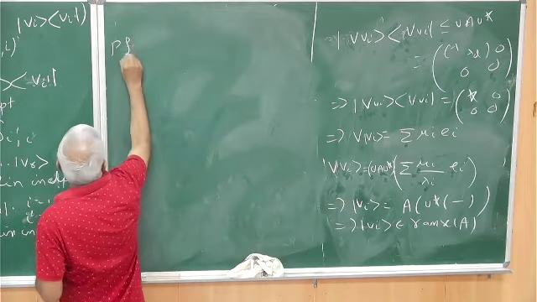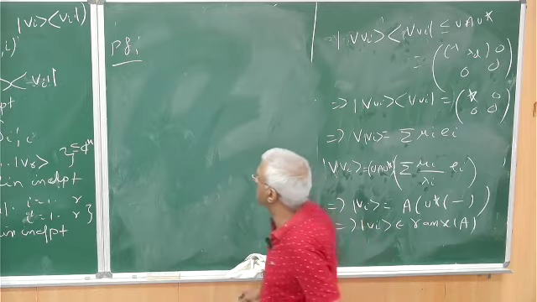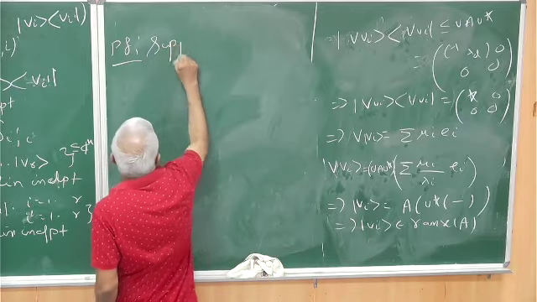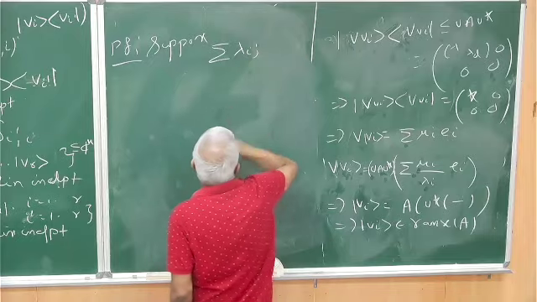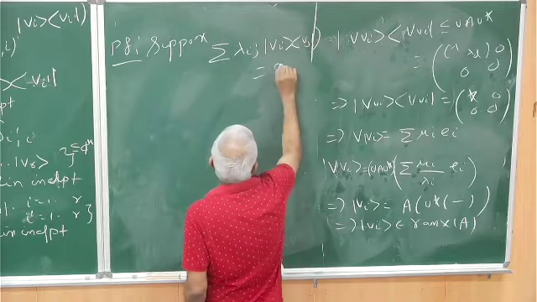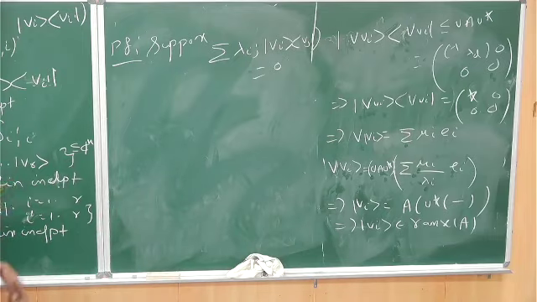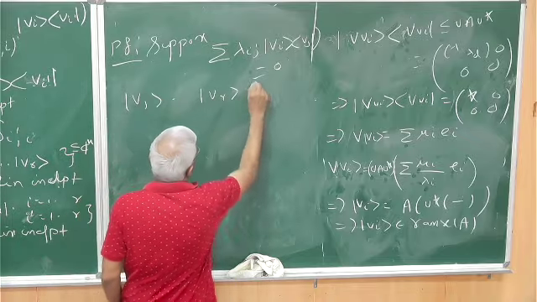So the proof: we assume V1 up to Vr are linearly independent. Suppose some summation of lambda ij, Vi Vj, equals 0. We want to prove the lambda ij's are 0, assuming that those vectors are linearly independent. From that we have to. Okay. Now we have this, of course, V1 up to Vr are linearly independent.